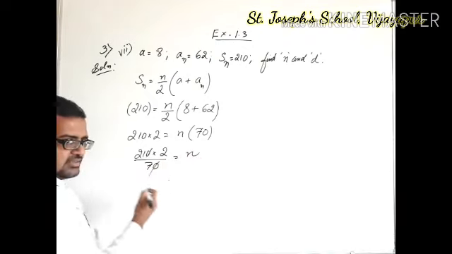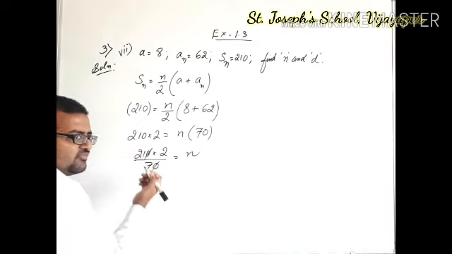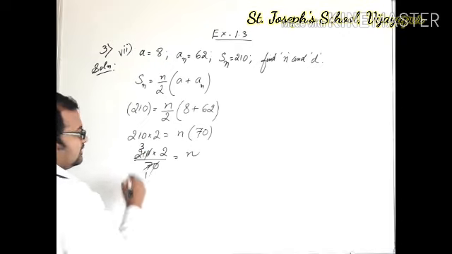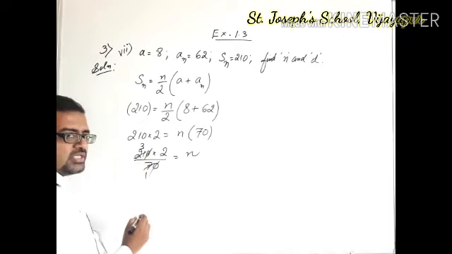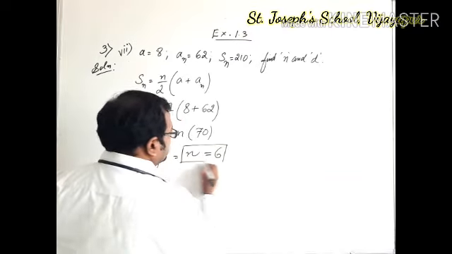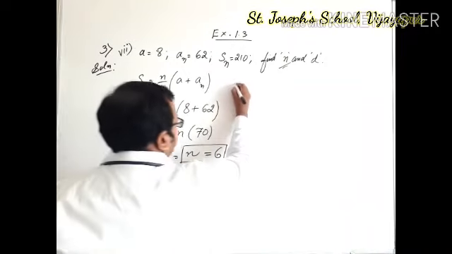0, 0 you can cancel. Dividing common by 10. 10 7s are 70, 10 21s are 210. Common factor 10. 7, 7 1s are 7, 7 3s are 21. So last left out is 3 2s are 6. So n value is 6. We got n. Next is to find out d.